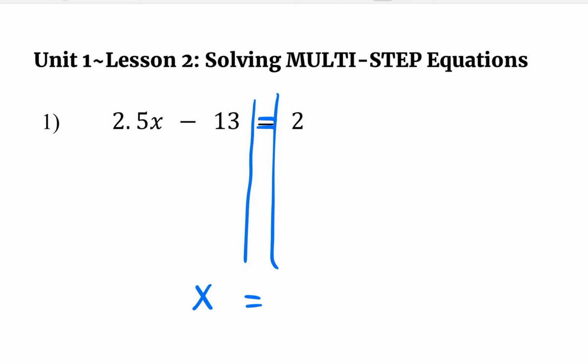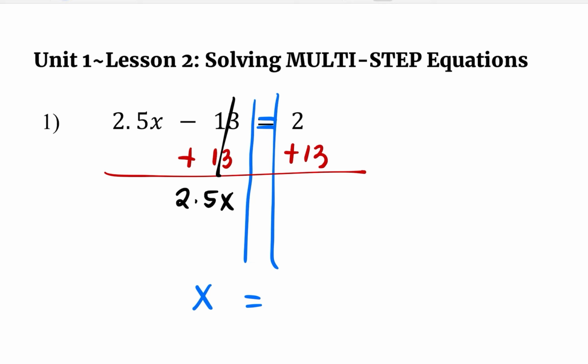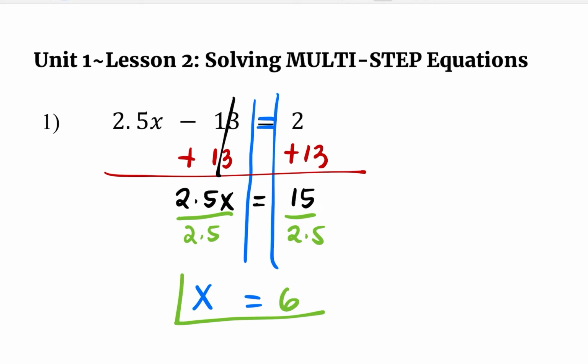And in order to do that, we need to do the inverse of negative 13, and that would be adding 13 on both sides. So this will leave us with 2.5x, and on the right hand side it will be equal to 15. 2 plus 13. And we want to get x by itself, so divide both sides by 2.5. This will leave us with 6. So x is equal to 6.